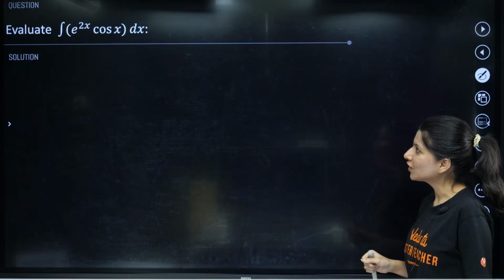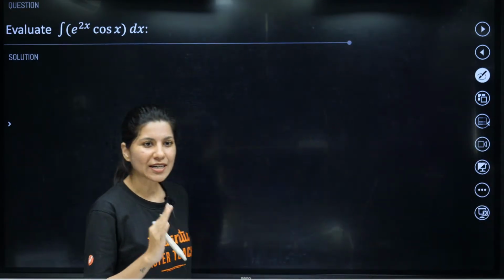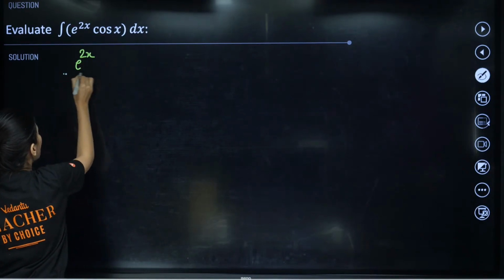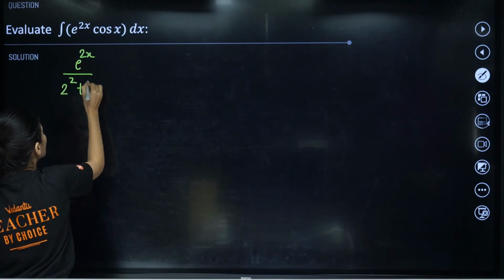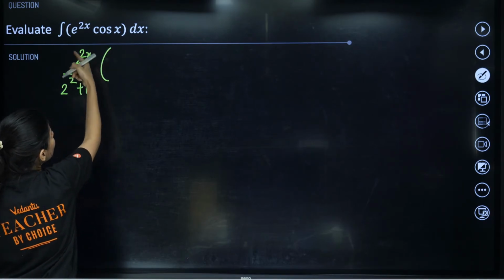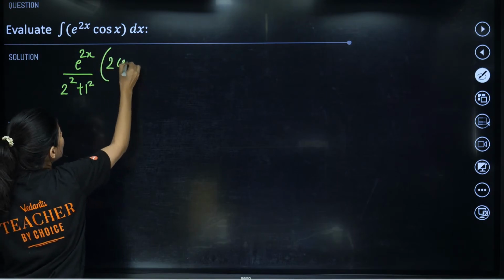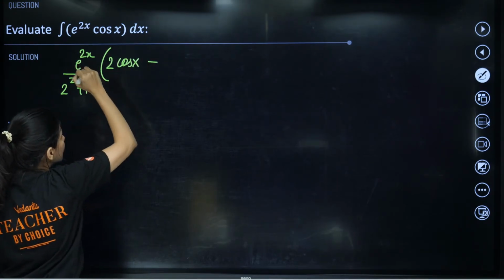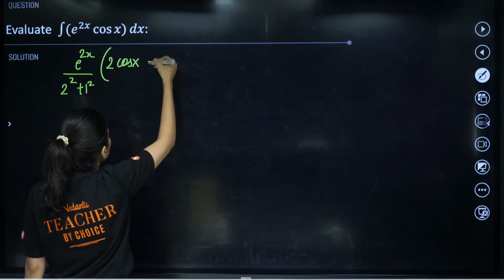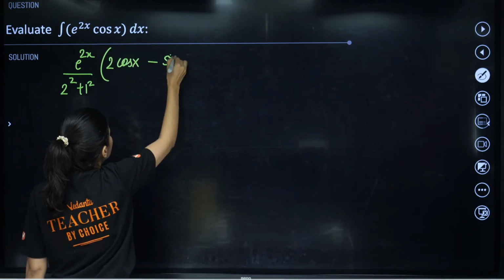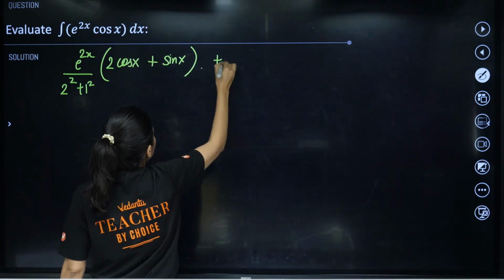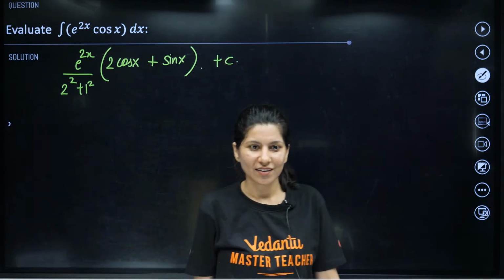Okay, let's do one question. Let's apply the formula right here. So e raised to power 2x upon 2 square plus 1 square, bracket applied. Then differentiate this. So 2 cos x copy pasted, minus. This time you just have to differentiate cos x. So the derivative of cos x is minus sin x. So that's why there is a plus sign. That's it. Plus constant. Easy peasy.